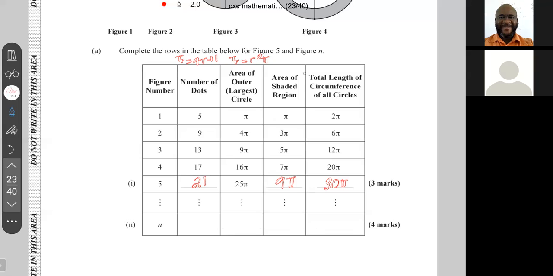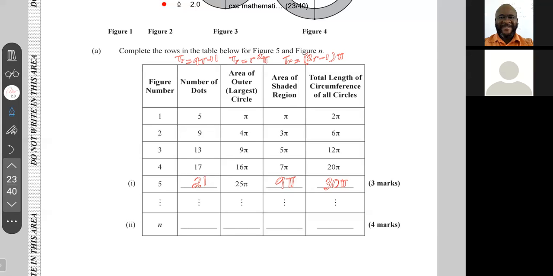The area of the shaded region is going up by 2, so T_r here is 2r minus 1 pi. It's going up by 2, that's why you get the 2r, and then minus 1. So for the first one, 2 ones, 2, minus 1, you get 1, 1 pi.